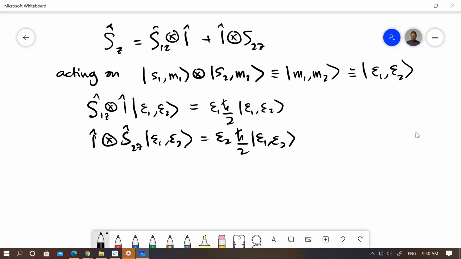Okay, so most of the time we'll try to simplify this so that you just do this implicitly in some sense, and then you get all this notation. So now what do we have? Essentially Sz acting on epsilon 1 epsilon 2 must be equal to h bar on 2 times epsilon 1 plus epsilon 2.